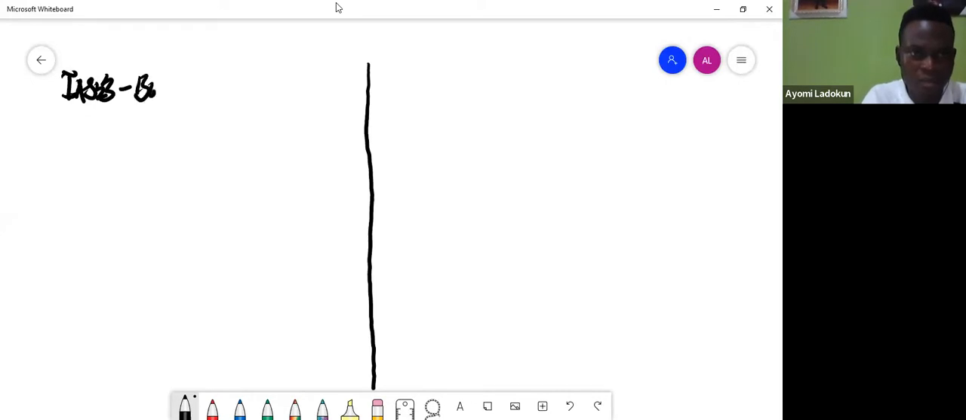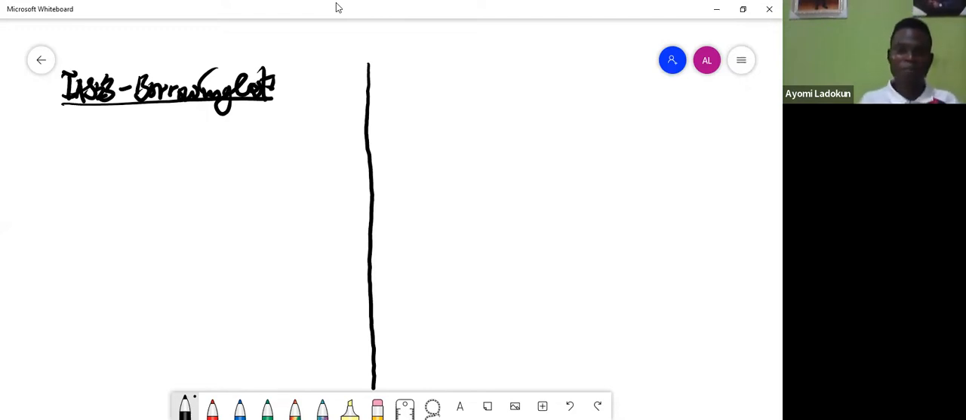So we are dealing with IAS23, borrowing. You can see the 2 inside there, right? Borrowing costs. All right. Now, what is this one saying? Let's find out. If I go to the bank to borrow money, they won't give you that money for free. They won't give me for free. So there's an interest that will be charged on that borrowing or on that loan that I'm going to borrow.